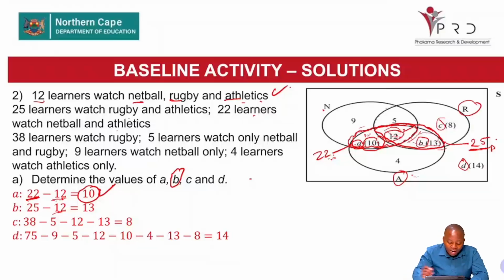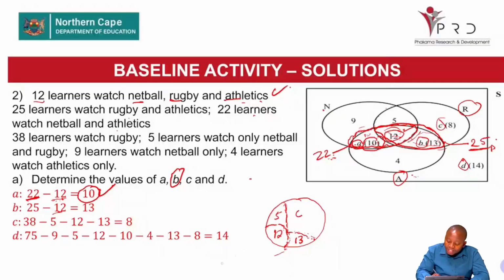Now C, how would you find C? C is found on R alone. When you look at R alone, we have 5, we have 12, and we have 13. I'm going to show you that with dotted lines, to show you how this was drawn. I tried to show you the intersections using dotted lines. So that's how those intersections look.